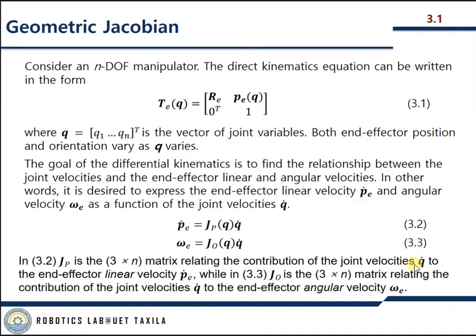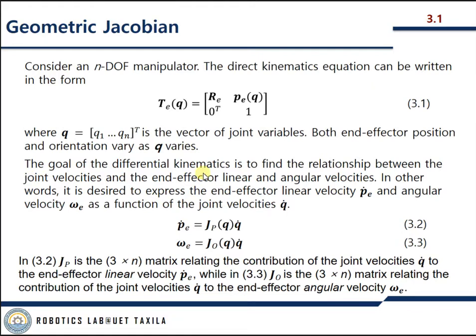Consider an n degree of freedom manipulator. The direct kinematic equation can be written in this form. It is a transformation matrix which contains the rotation matrix and the position of the frame, then a 0 row vector, and then 1 just to make it even. Just to make it clear, q starts from q1 down to qn for n degrees of freedom and is the vector of joint variables. Both end effector position and orientation vary as q varies.